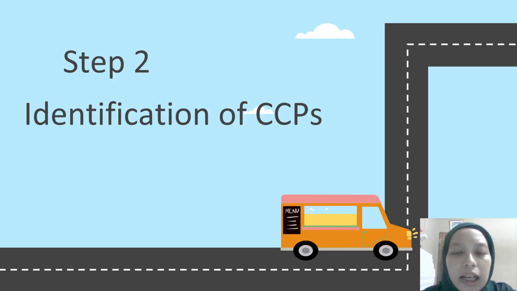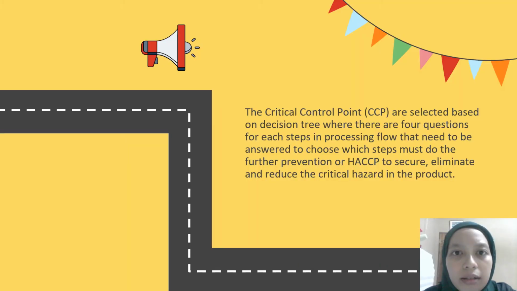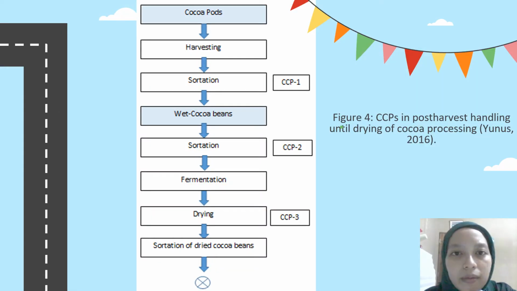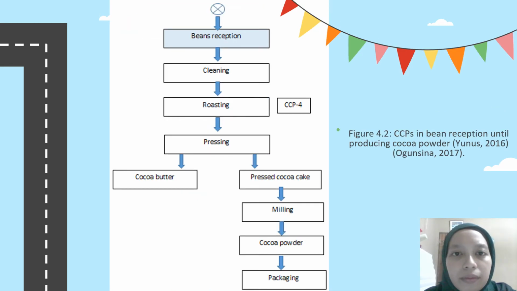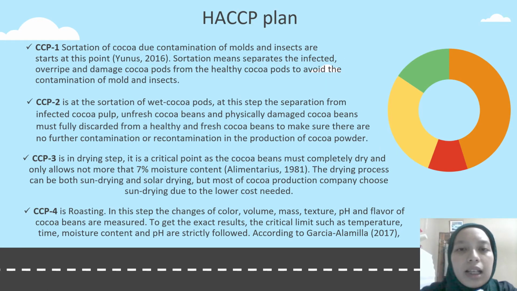Next step is identification of CCP. The critical points are selected based on a decision tree, where there are 4 questions for each step that need to be answered, to choose which step must do further prevention or HACCP to secure, eliminate, and reduce the critical hazard in the product. These are the 4 stages of CCP. Consists of sortation of cocoa, sortation of wet cocoa pods, drying step, and last but not least is roasting.